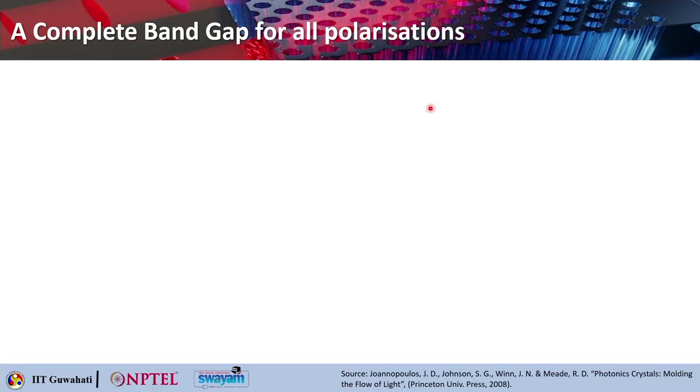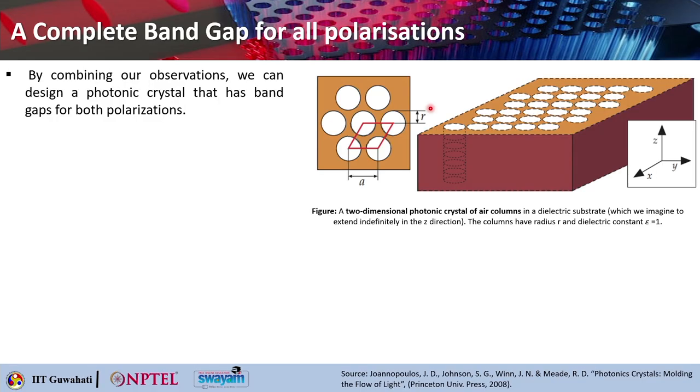It means for both TE and TM mode, the band gap should exist. And how do you do that? We have to use our understanding of the previous two cases and design a new structure that will support the features of both those dielectric columns as well as those connected dielectric veins, so that you can actually excite both TM and TE band gap at the same time. So by combining our observation of the previous two cases, we can now design a photonic crystal that will have band gap in both directions.